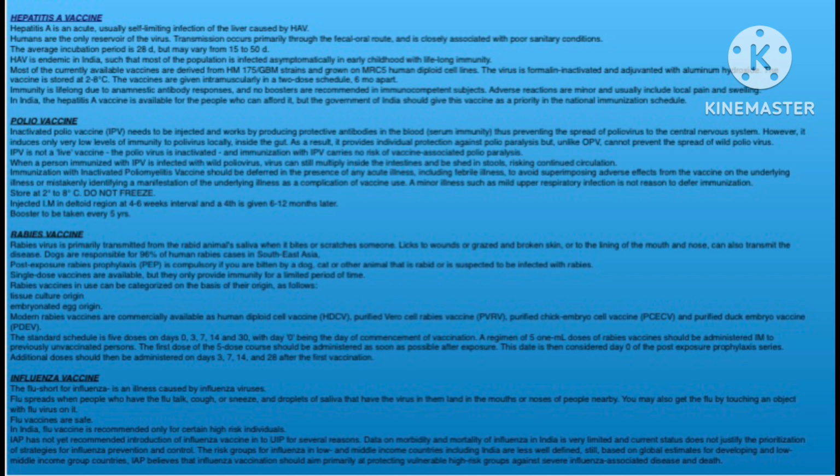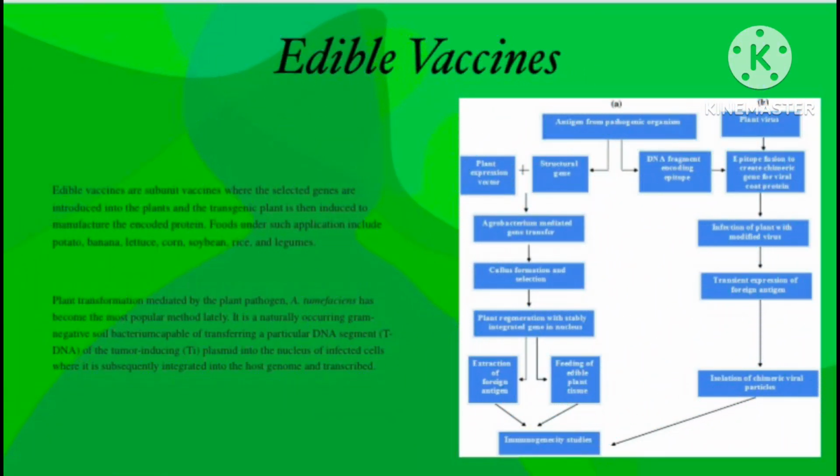Inactivated polio vaccine provides low levels of immunity locally in the gut. It provides protection against paralysis but not against spread of the virus. Rabies vaccine can be categorized into tissue culture and embryonated egg origin. Standard schedule is 0, 3, 7, 14 and 30 days since exposure. Influenza vaccine is recommended in India for high-risk individuals. Currently, it is not a part of the national vaccination protocol.